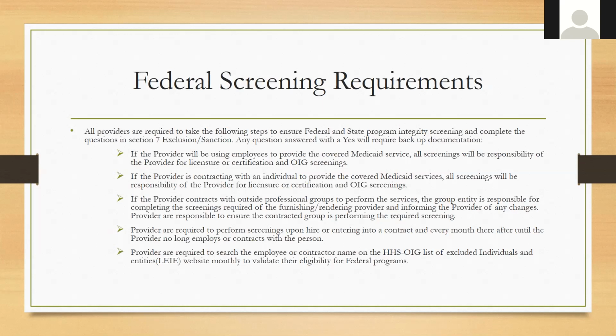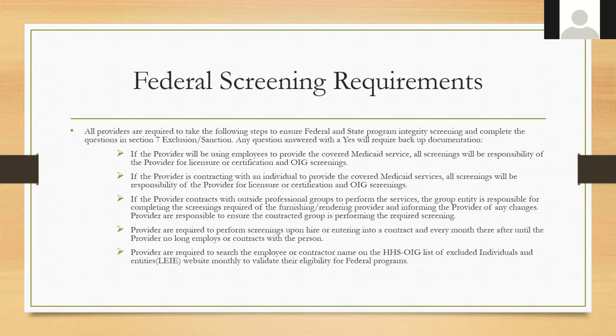The screenings are done on the provider group, as I said, the ownership and managing employees. It's the provider's responsibility to screen all of your employees that you use. And that means that you make sure that you have the proper licensure or certification, and the OIG screenings are done on a monthly basis. If you happen to contract with any individual to provide covered Medicaid services, those screenings are still your responsibility to make sure that they're done on that person.